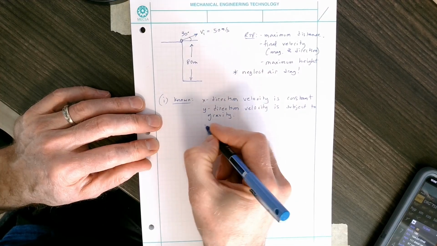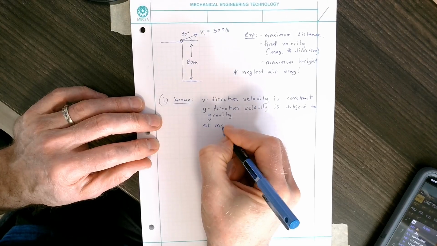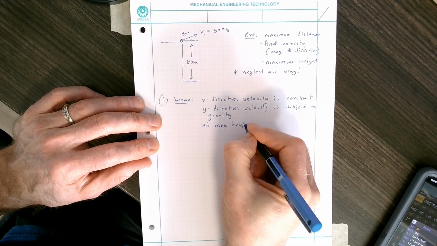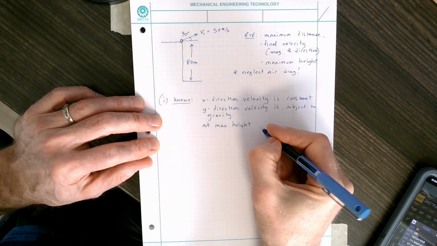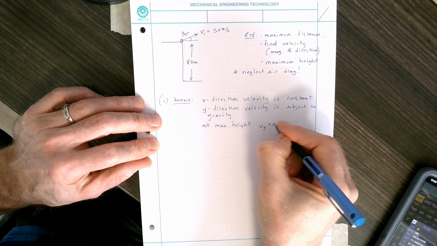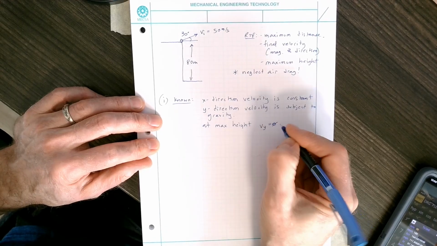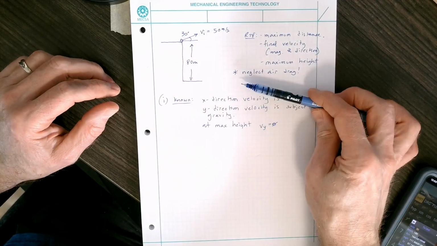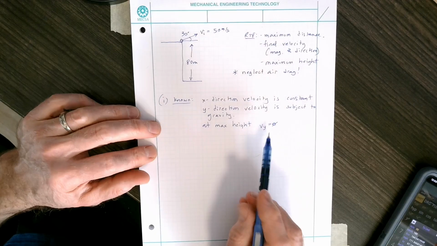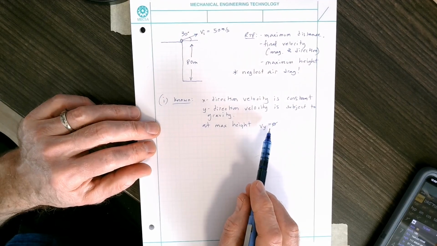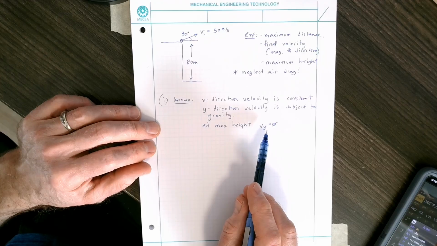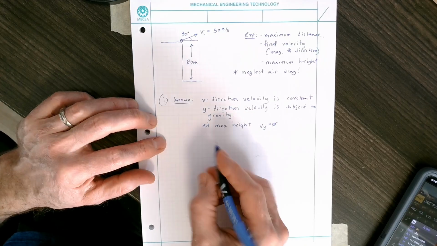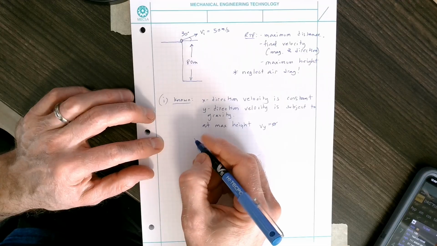Okay. At max height, Vy equals 0. Okay? That's the definition of max height. That's when the velocity in y goes up and then stops and comes back down again. So that's interesting. Max height, Vy equals 0. I think that's all I'm going to list on here right now. Let's actually list data.